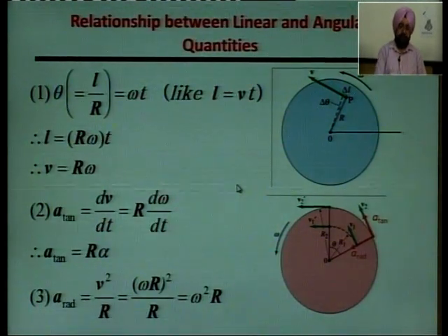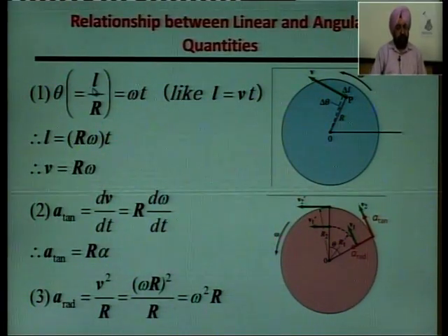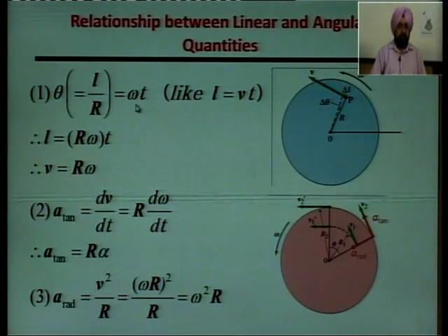These are the relations which connect theta, which is your angular displacement. This is the linear displacement, theta is L over r. Now, omega we had said is theta over t. So, theta is equal to omega into t. This is equal to L over r. So, L is equal to r omega into t.